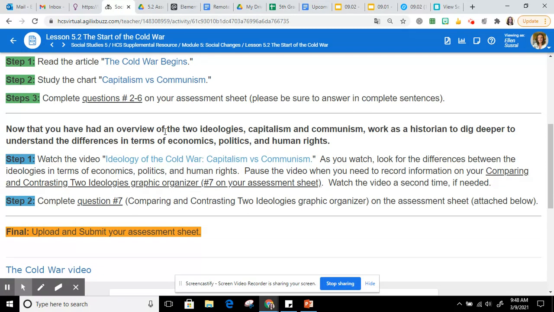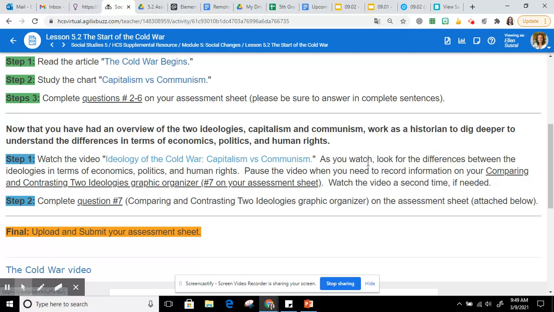Now that you have an overview of the two ideologies, capitalism and communism, work as a historian to dig deeper to understand the differences in terms of economics, politics, and human rights. So in this last part, you're going to be digging deeper into the differences of capitalism and communism. You're going to watch the video, Ideology of the Cold War, Capitalism versus Communism.